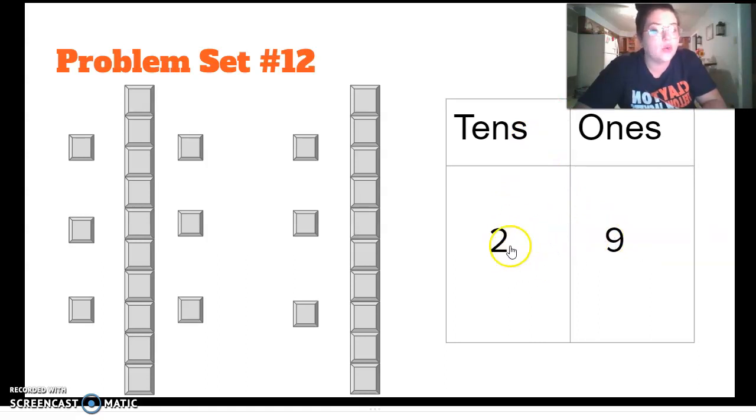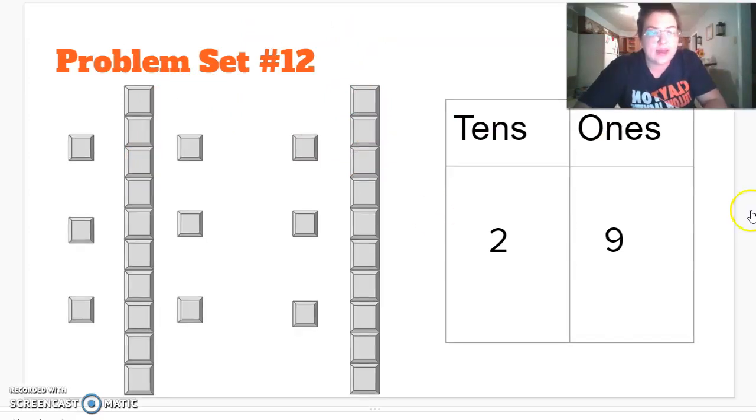2 tens is equal to 20, but we don't write 20 in this tens place. We only write 2. Remember, if we had 20 tens, then we would have 200. We don't have 209 cubes. We have 10, 20. We have 1, 2 tens. You guys need to make sure you pay attention to that.